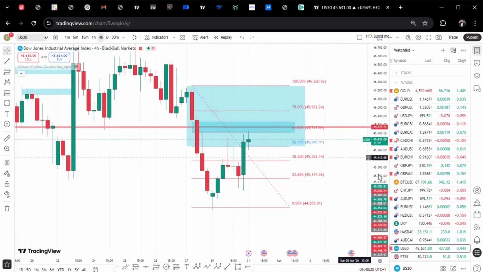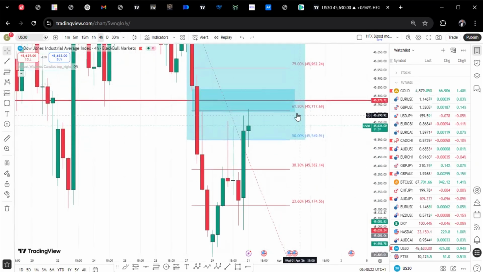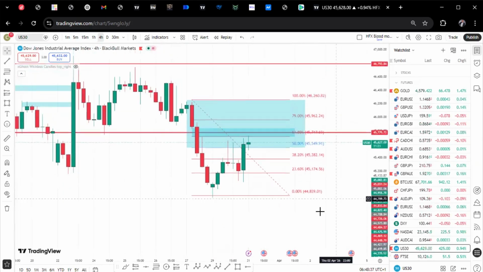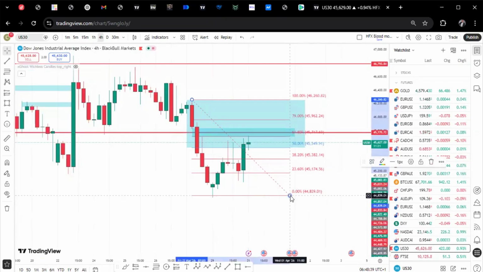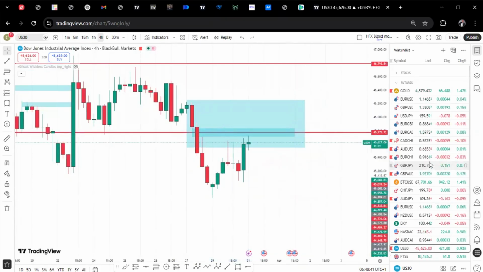And it has even tapped on my 61.8. It tapped into this 61.8 and started selling, which of course also respects the FVG right here, right? And it's selling. It's already rejecting. So I'm getting some confirmations. So the next thing, I'll go down to a lower time frame.